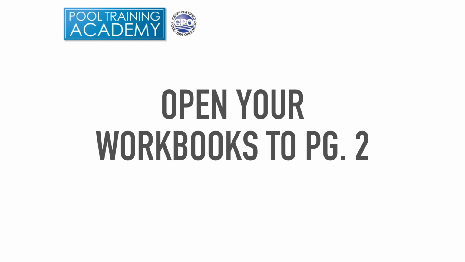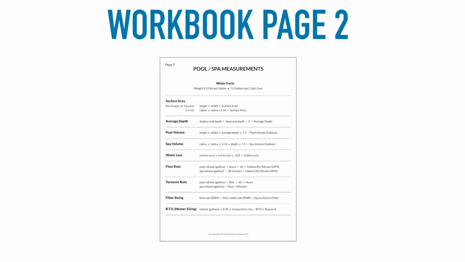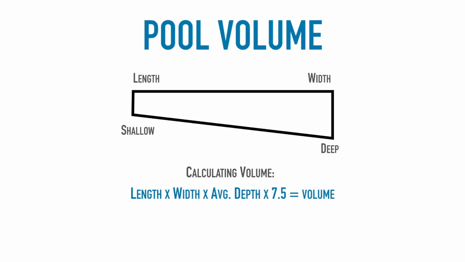Now, go ahead and look over on page 2. And you're going to see that the third element down on the list is going to be our pool volume calculation. Above that, we've got our surface area calculation and our average depth calculation. You'll notice in the pool volume calculation that both of those understandings are required. So we're going to build on that knowledge in order to be able to get to the proper pool volume understanding. The calculation for pool volume is going to be simply length times width times the average depth of the pool times 7.5.